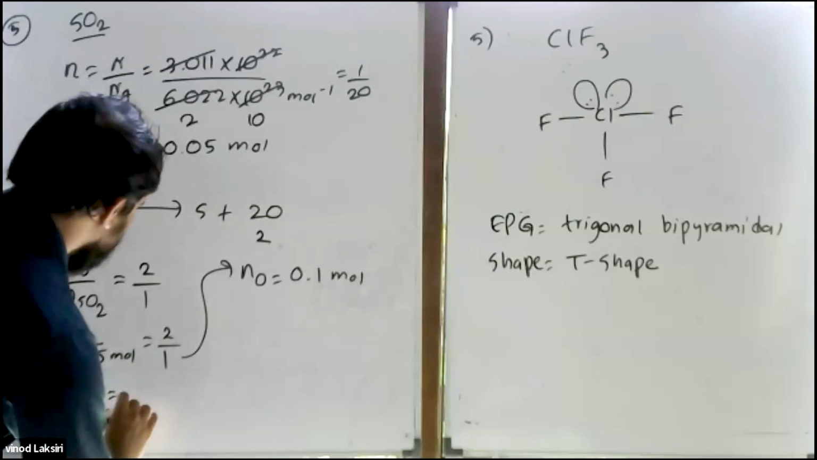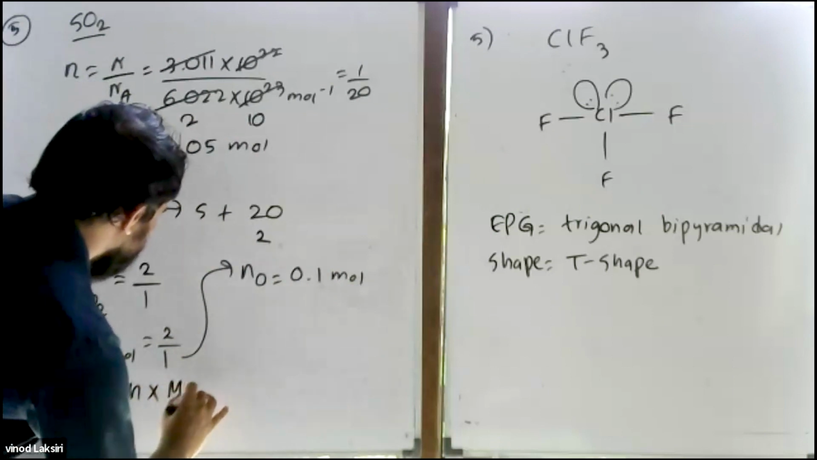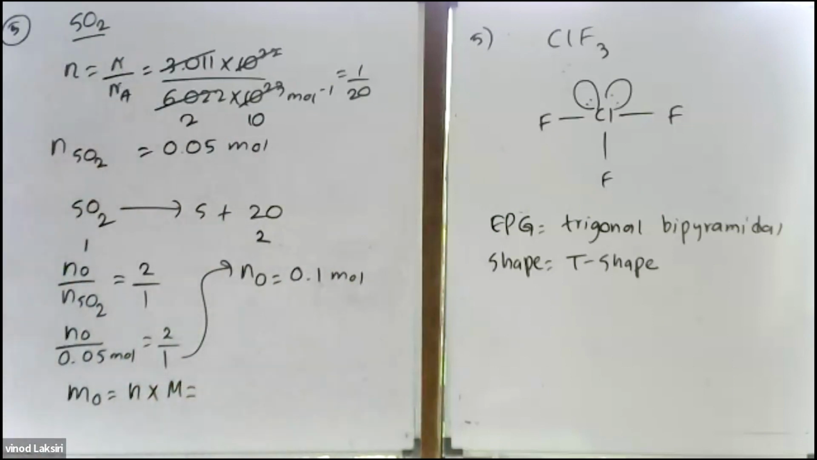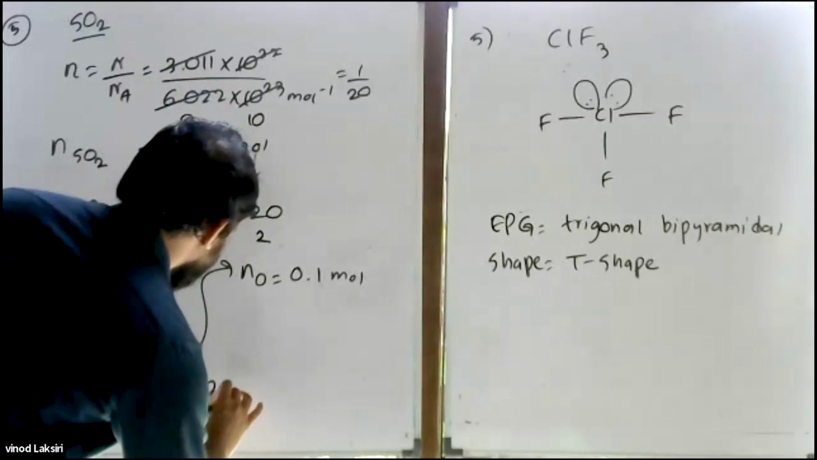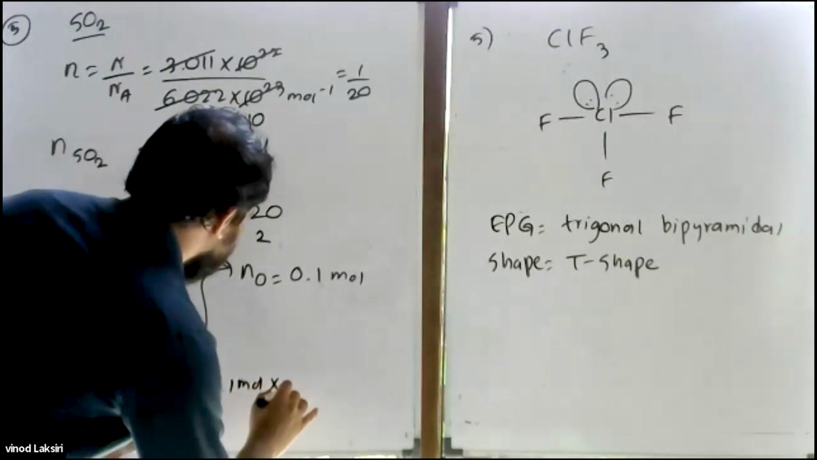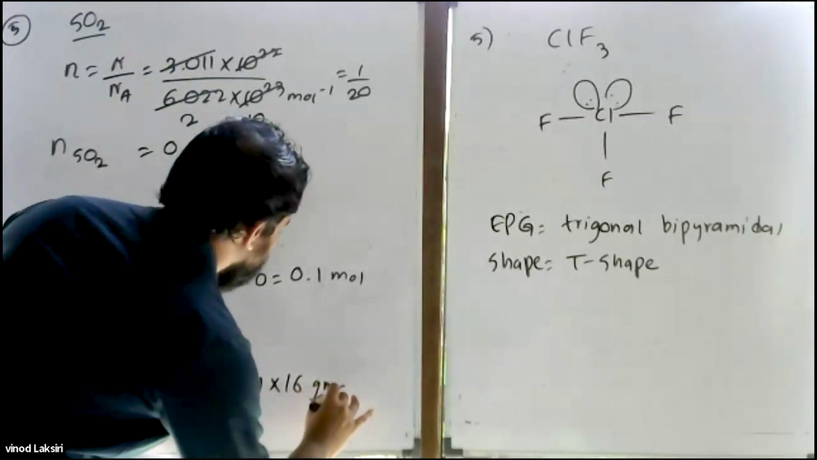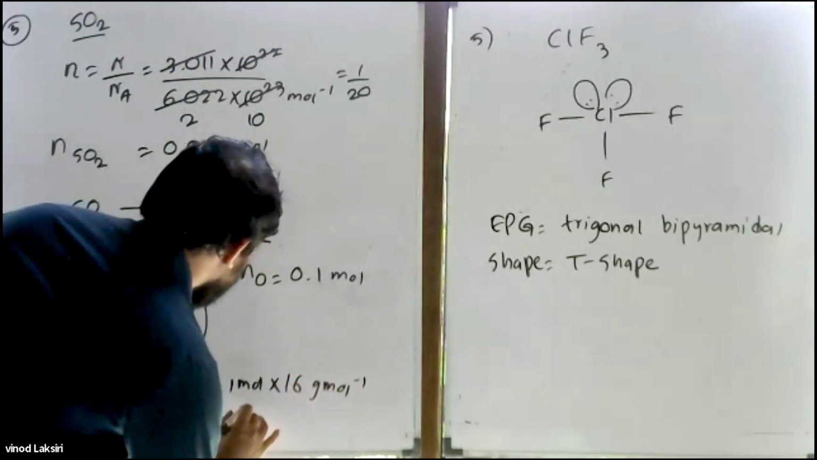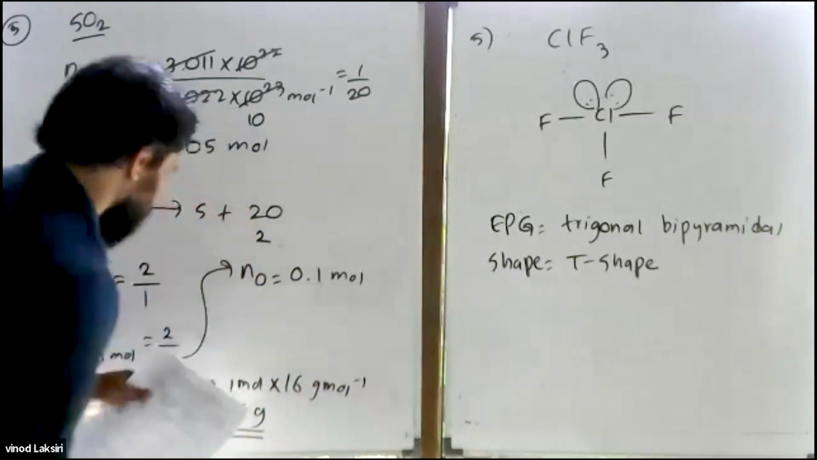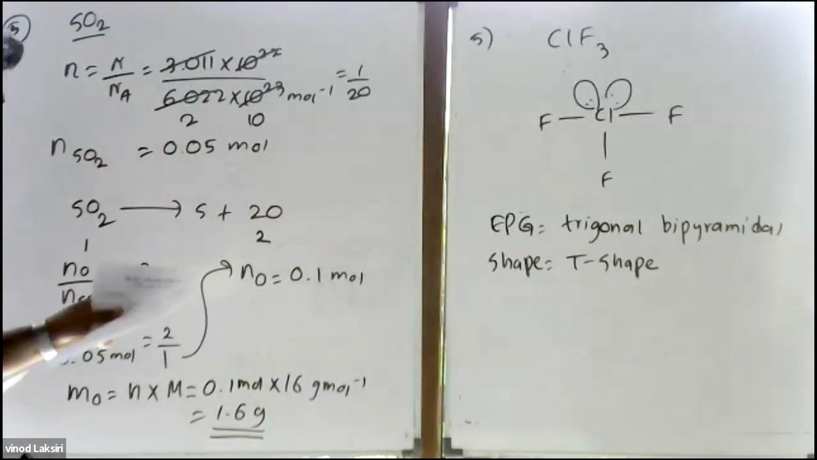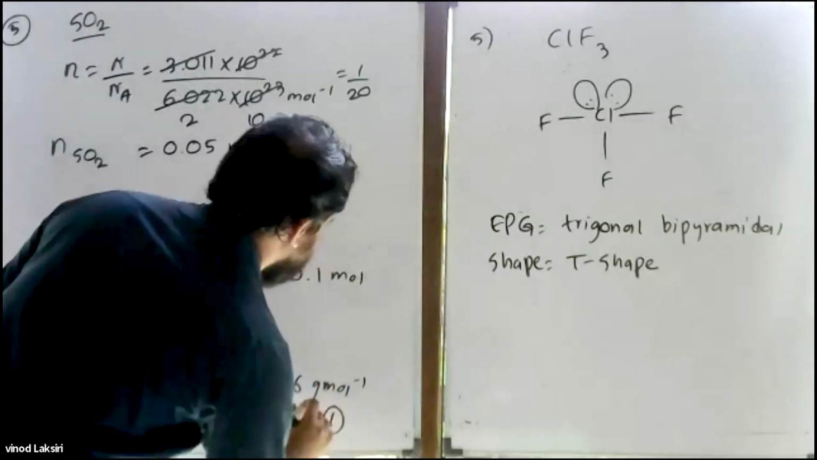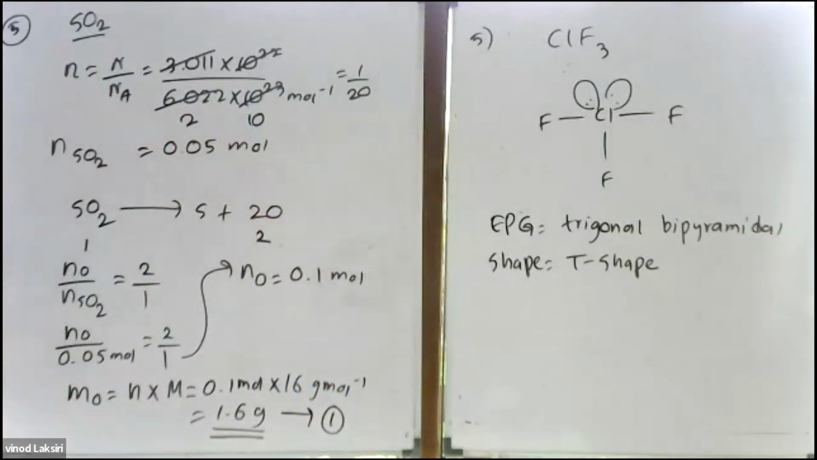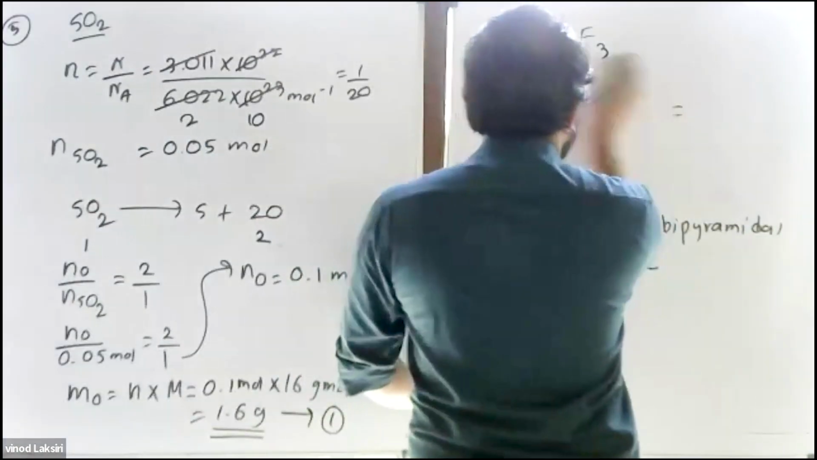Then we have to calculate the mass of oxygen. Mass equals number of moles multiplied by molar mass. This is the equation, right? So this is the mass of oxygen. The number of moles is 0.1, molar mass of oxygen is 16. Then what is the answer? 1.6 gram. Okay, write down this one. Question number 5.